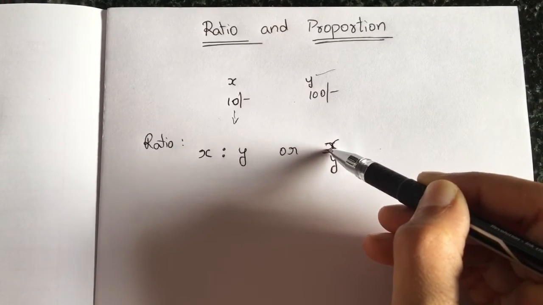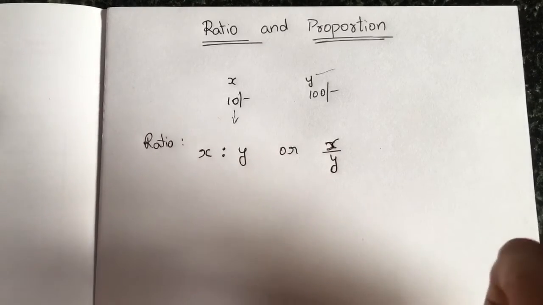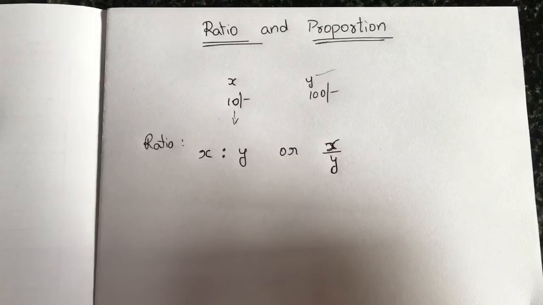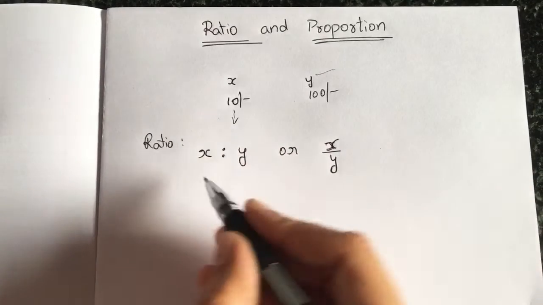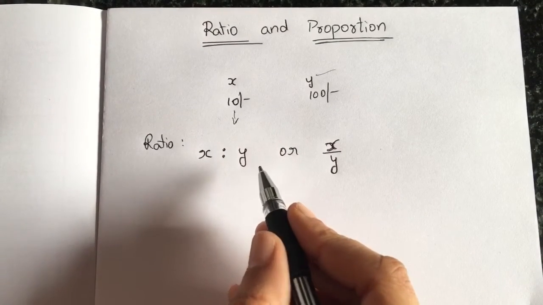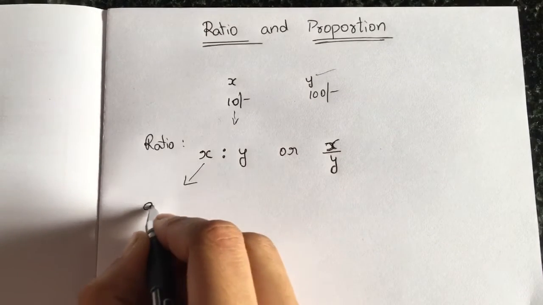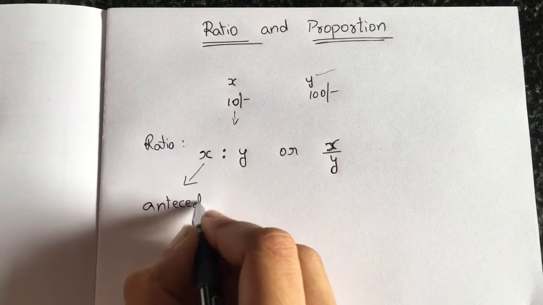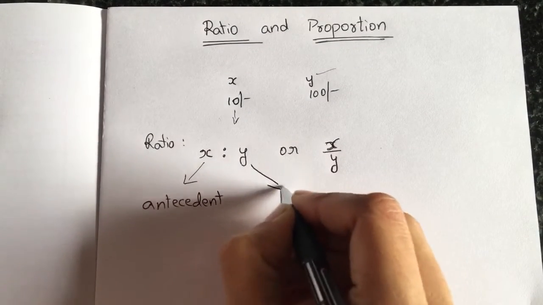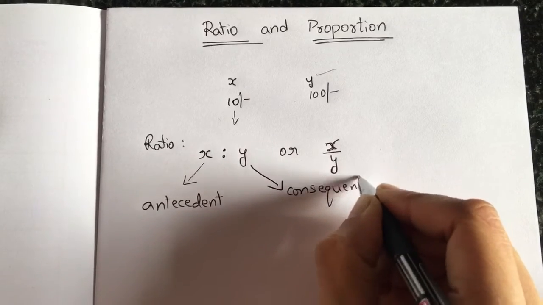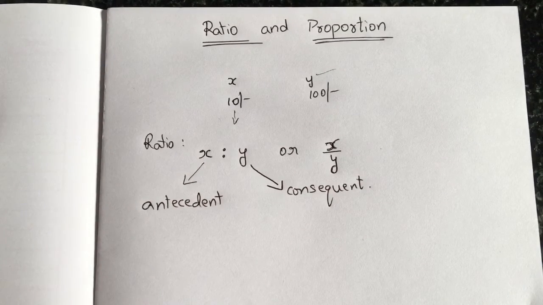So problems regarding ratios are mainly solved as problems regarding fractions. When I write X by Y or X is to Y as a ratio, then X is the antecedent and Y is the consequent. There are many types of ratios. Let us look at them.